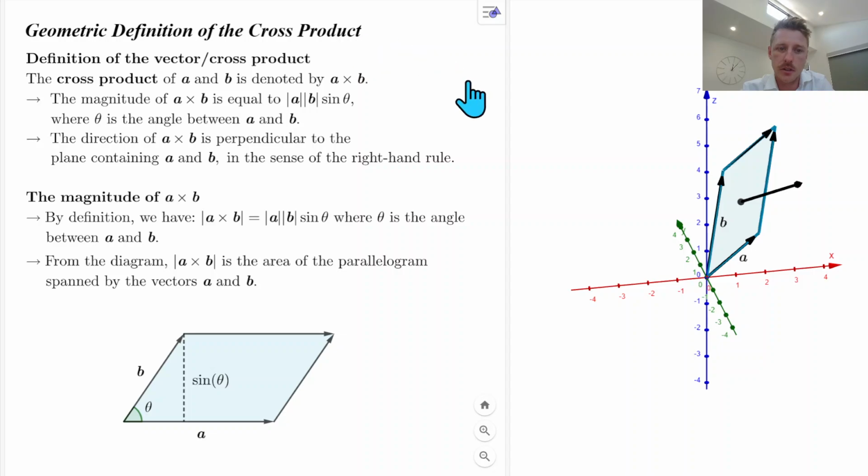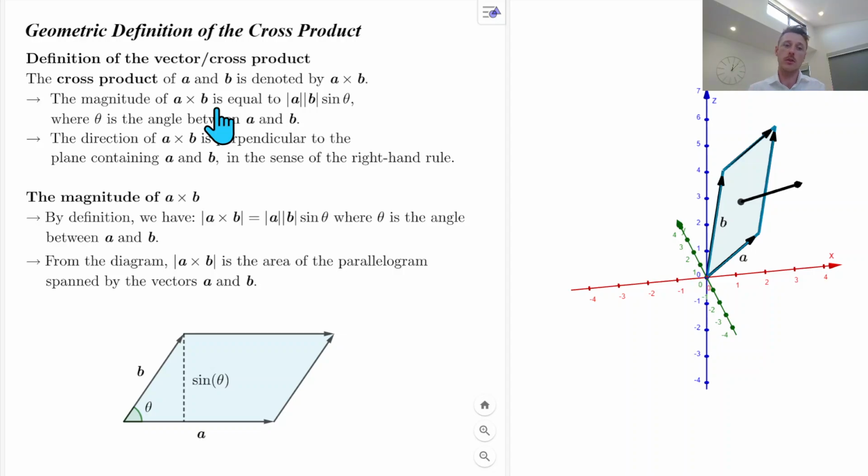First thing we're going to look at is the geometric definition of the cross product. Sometimes it's known as the vector product. So if you see vector product written anywhere, just be aware that it's the same thing. So let's think about what is the cross product. The cross product of two vectors A and B is denoted as A multiplication sign or cross B.